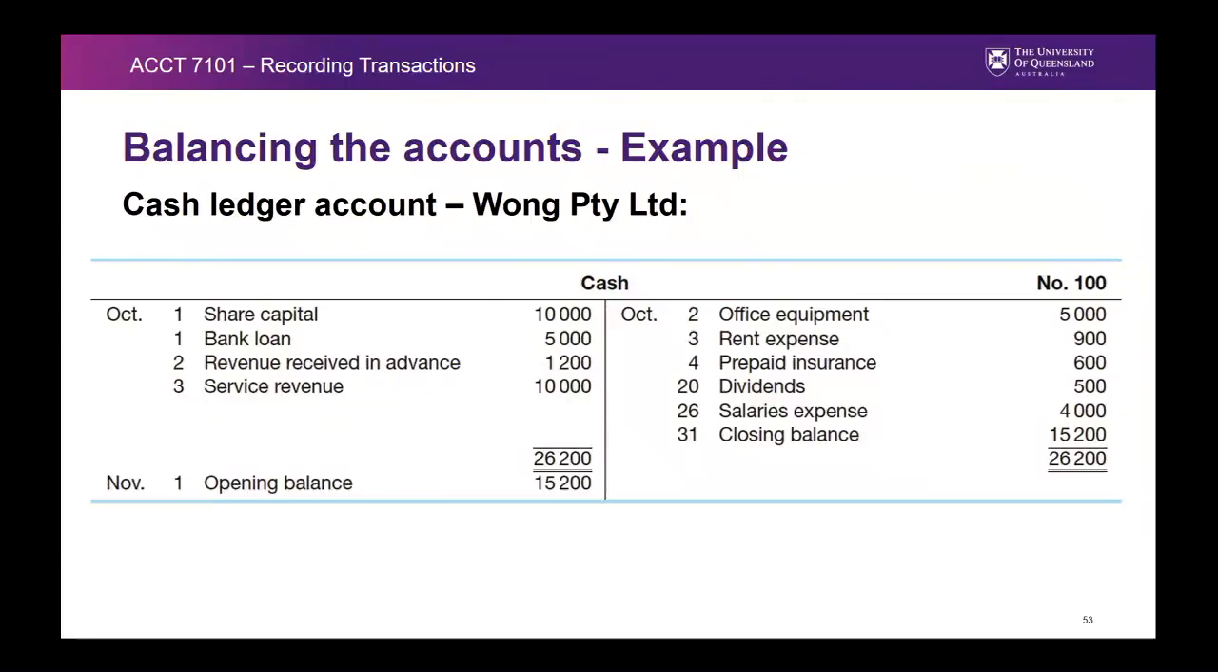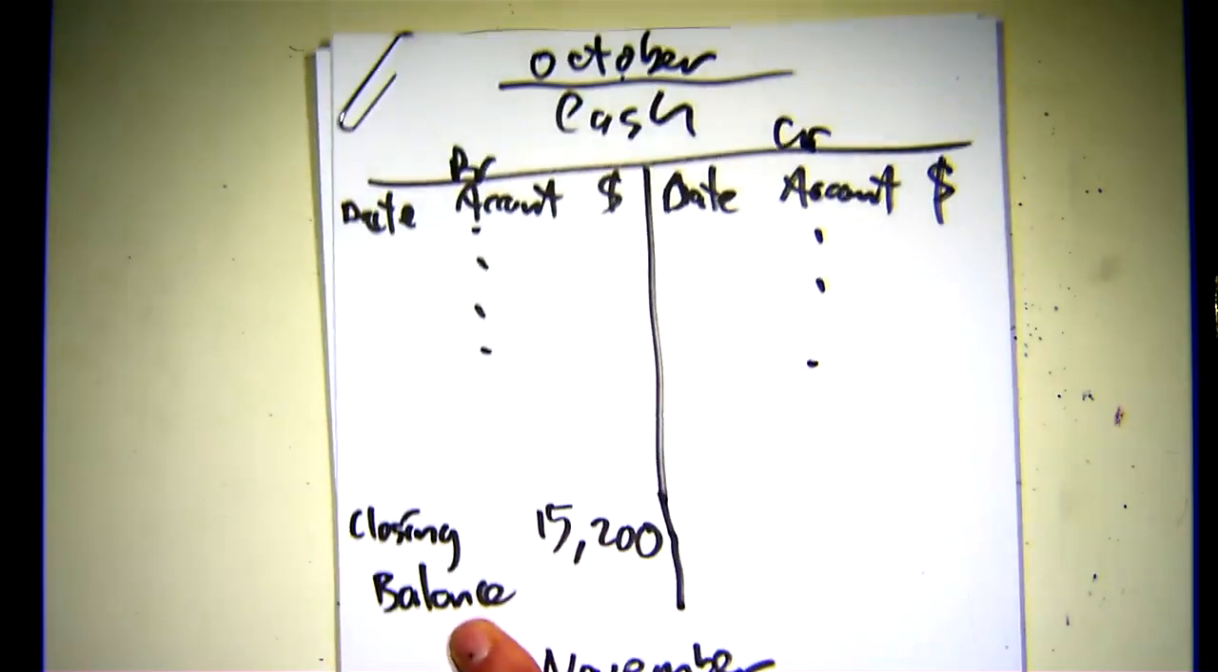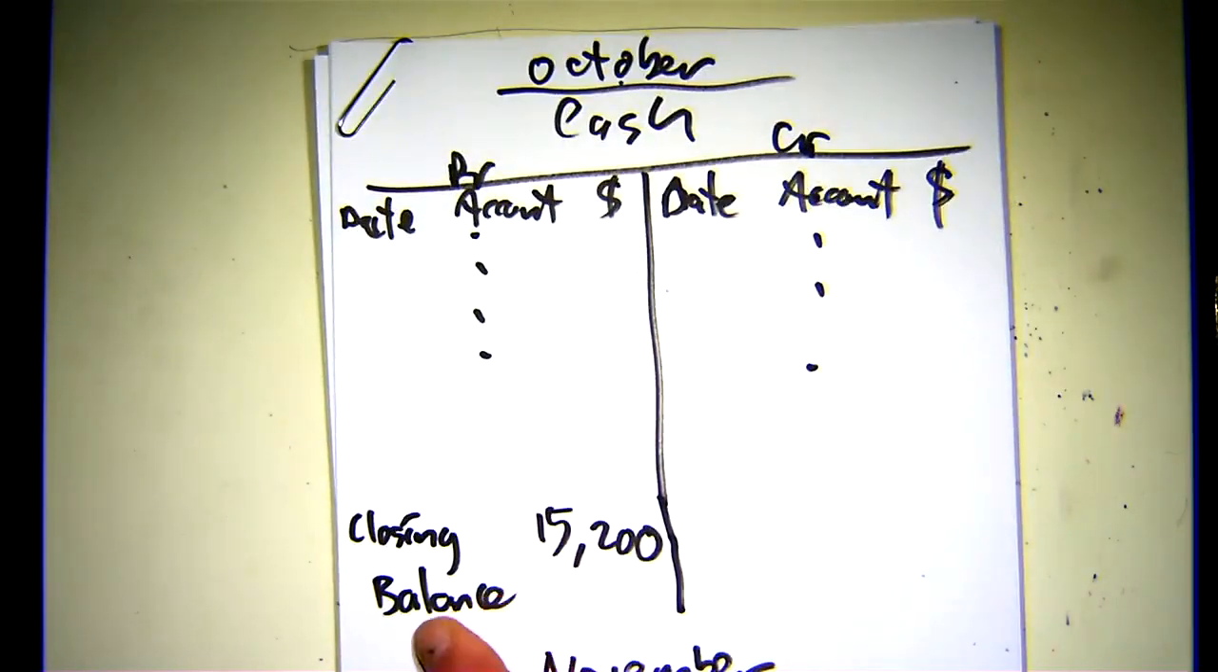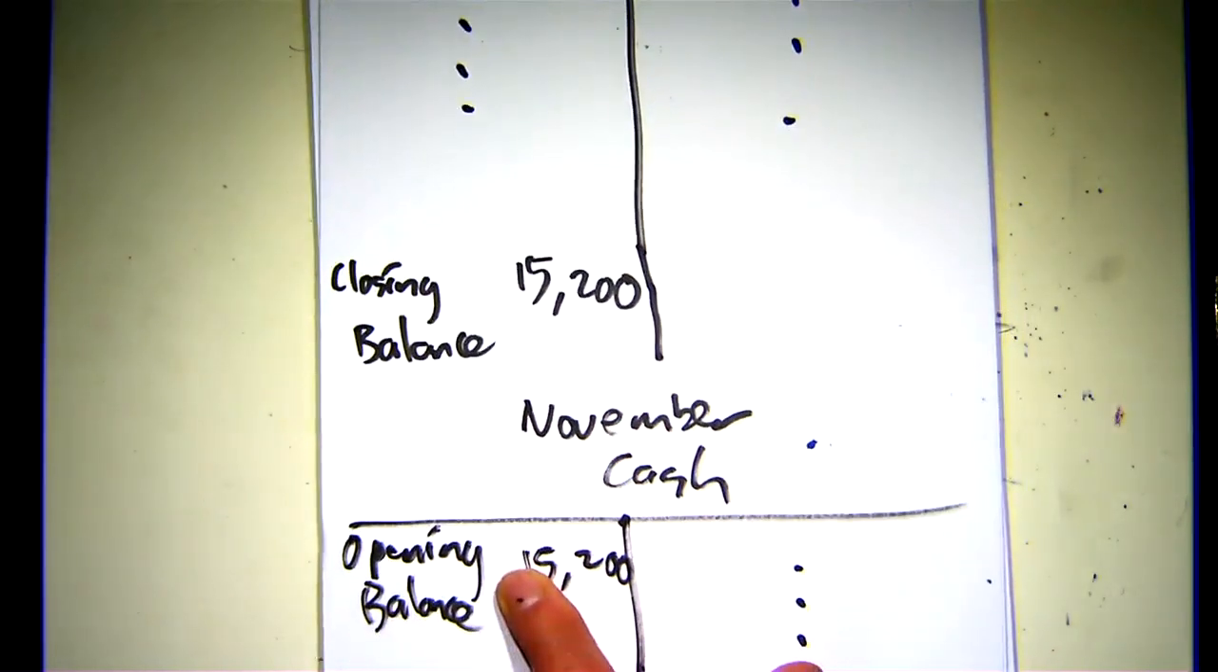So if I should do this one, I would do it this way. I would write a closing balance, and in the case of cash, the normal balance is debit, so I would have a closing balance here. And then if I opened the ledger for the next month, I would use that as an opening balance here.